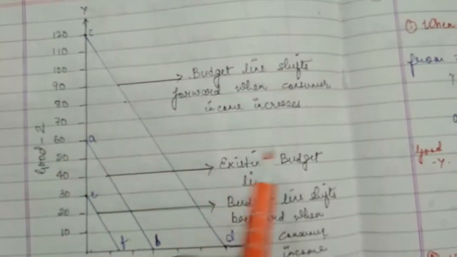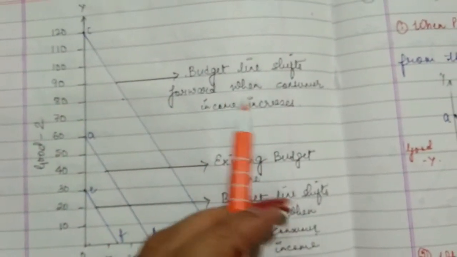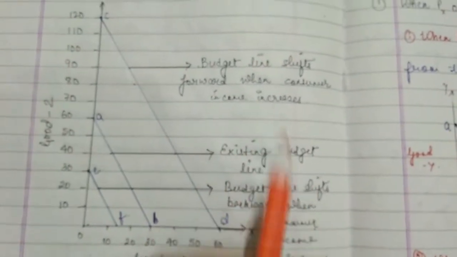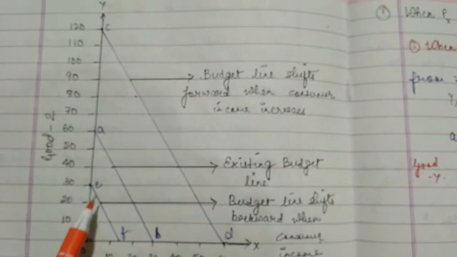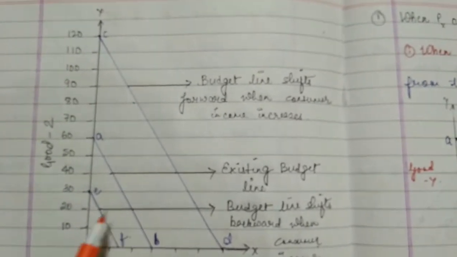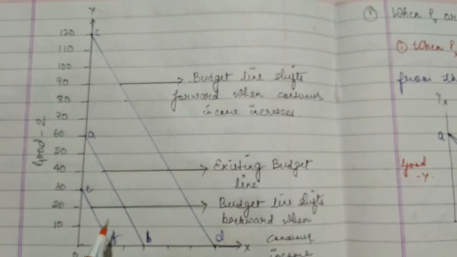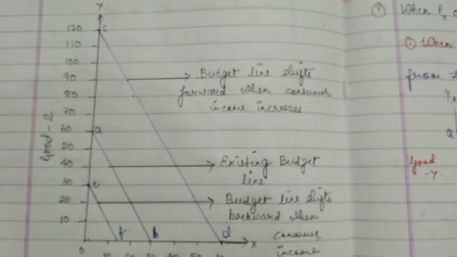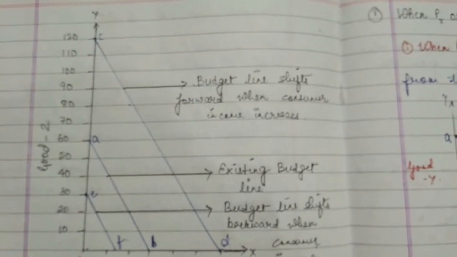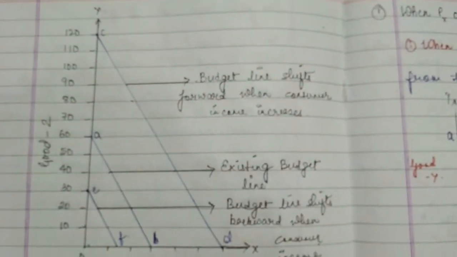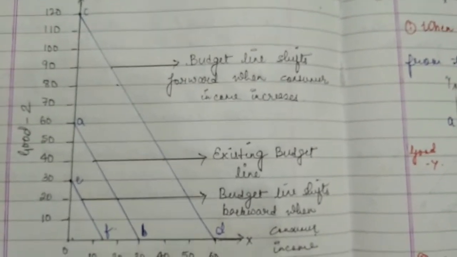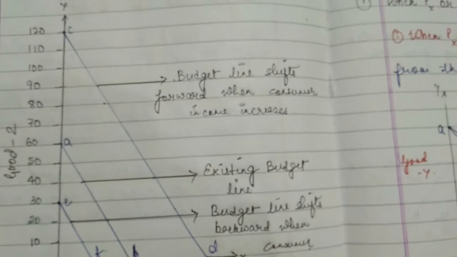C and D represent the budget line shifting forward when the income of the consumer increases. Now you can see it shifted to E and F. E and F show the budget line shifting backward because the income of the consumer decreases. As you have seen, income was 30, so the budget line shifts backward, and when income was 120, the budget line shifts forward. So this is just the elaboration of the schedule in a diagrammatic way. Hope it is clear to you all, students.